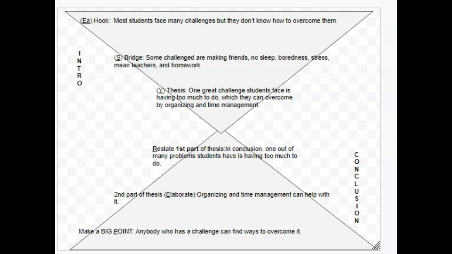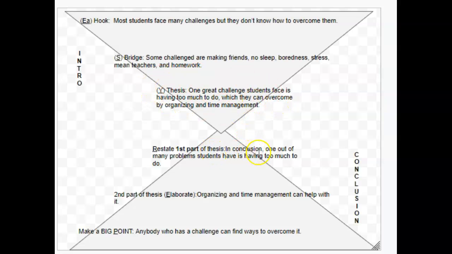Here's another example. Most students face many challenges, but they don't know how to overcome them. The big topical word here is challenge. Some challenges are making friends, no sleep, boredness, stress, mean teachers, and homework. One great challenge students face is having too much to do, which they can overcome by organizing and time management. So that's the thesis statement.